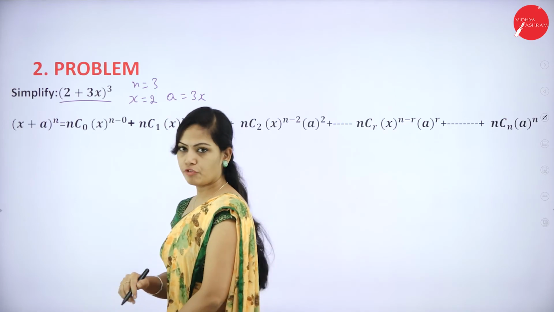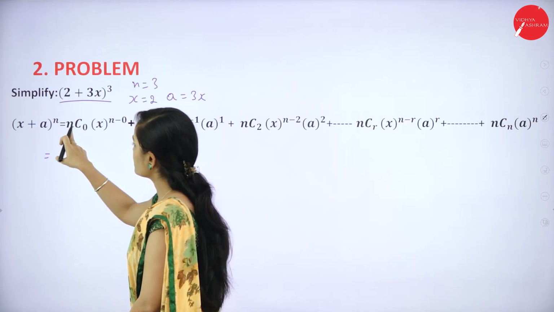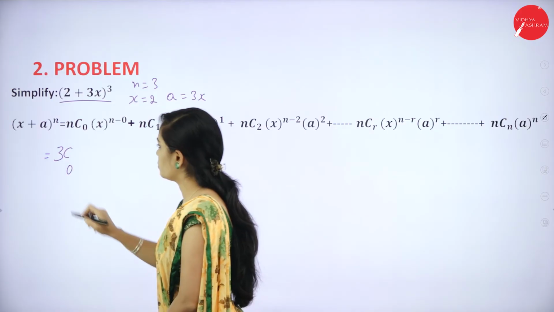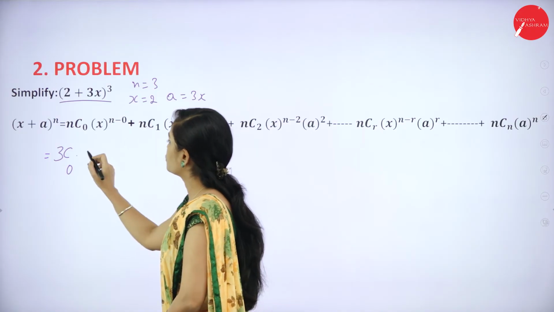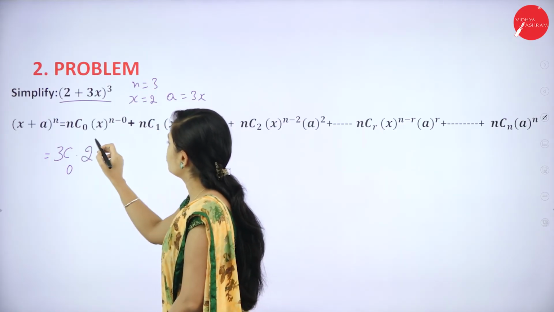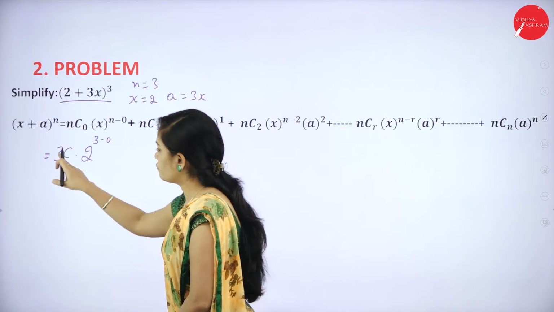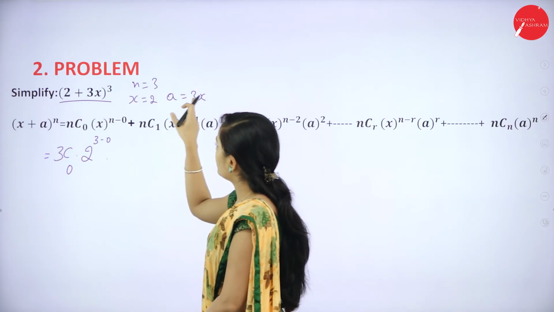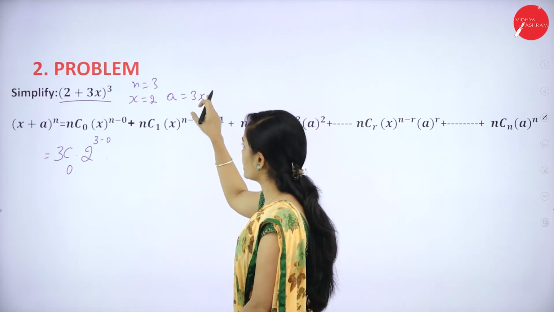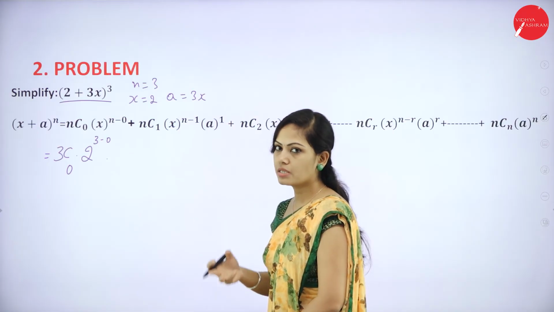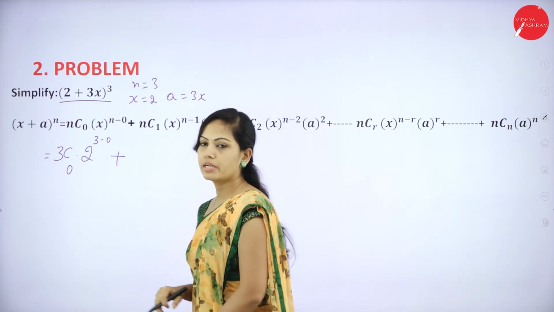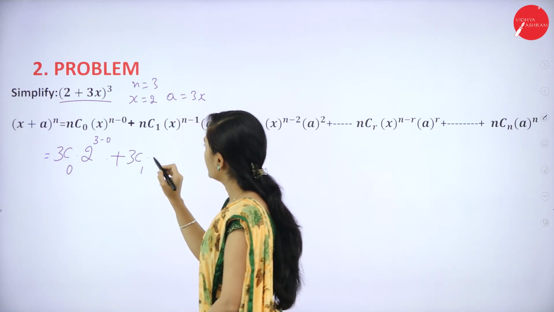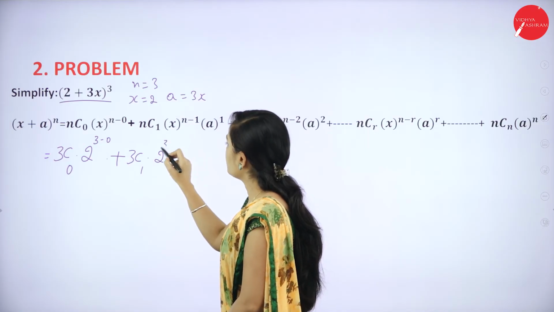So, now I will apply the binomial expansion formula. In place of n, I have 3. So, it is 3C0, and in place of x, I have 2. 2 power n value 3 minus 0. So, the difference is 3 minus 0. So, 2 power 3 minus 0 into a power 0. A power 0 means (3x) power 0, which is 1. If you want, you can write (3x) power 0. And in the next term, 3C1 into 2 power 3 minus 1.